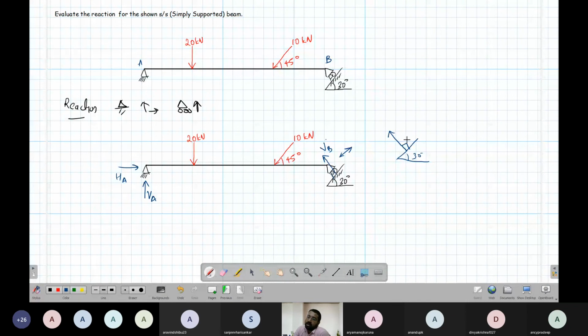Okay. Now, how do you solve this? So the solution is very simple. The only thing is, it is inclined. So this is the value of VB. Now, how do you find equilibrium? So it is in equilibrium. Okay, so this implies the summation of forces in x direction should be equal to 0. Summation of forces in y direction should be equal to 0. Summation of moments about any point should be equal to 0.